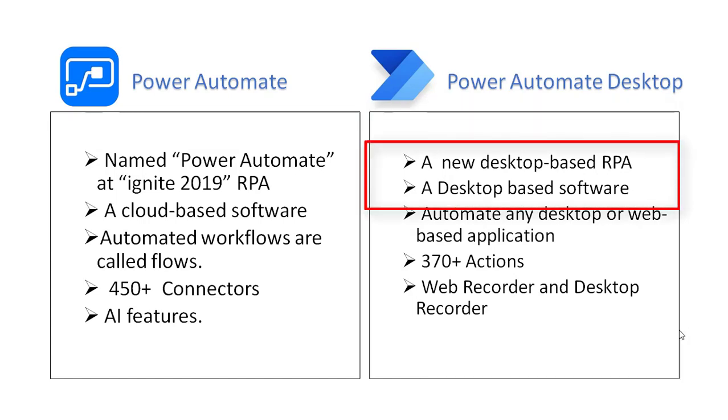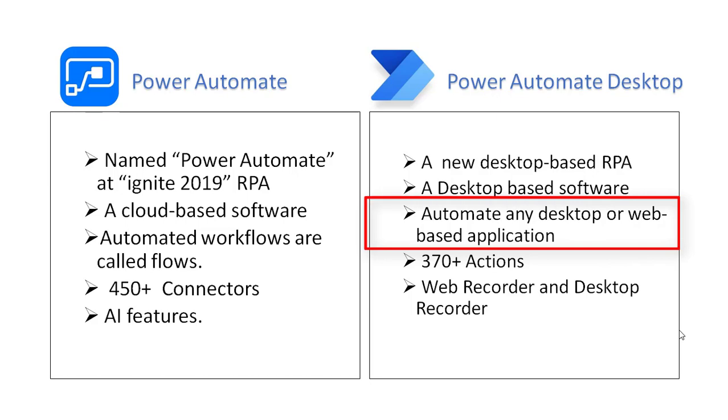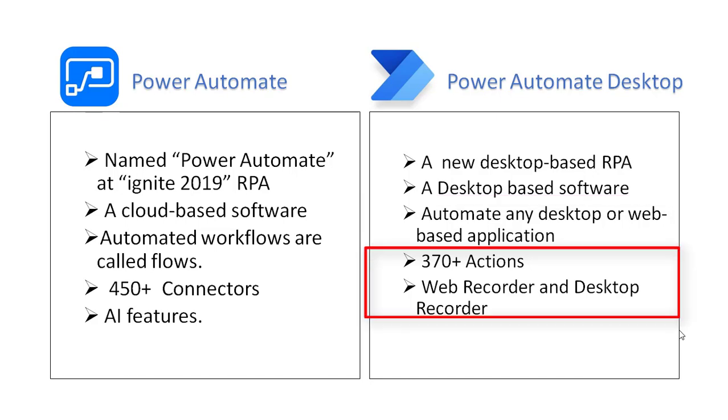On September 22nd, 2020, Microsoft released a new desktop-based robotic process automation solution that has low-code automation capabilities. That is Microsoft Power Automate Desktop. Power Automate Desktop extends the automation capabilities in Power Automate to on-premise processes and tasks. By using Power Automate Desktop, we can automate any desktop or web-based application by using Web Recorder and Windows Recorder. Power Automate Desktop introduces a new drag and drop feature with Visual Designer with over 370 plus actions that run on our desktop.